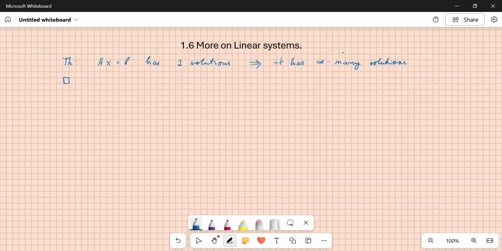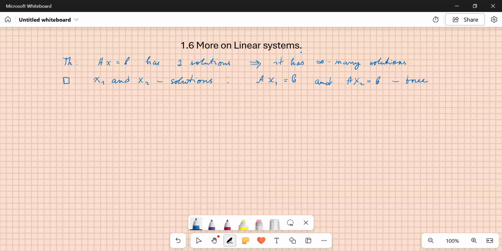The proof. Imagine that we have x1 and x2, and they are both solutions, which means that they turn this equation into a true statement. That's just a fact that they are solutions. Our solutions mean that the equation becomes a true statement. What can we do next?